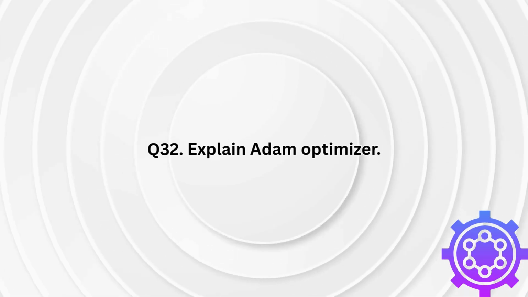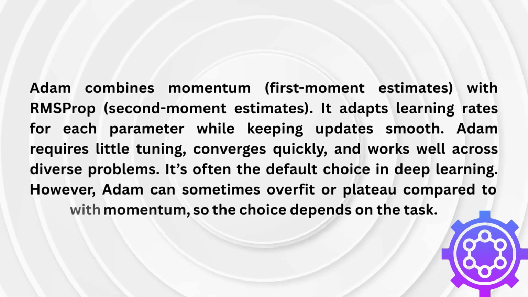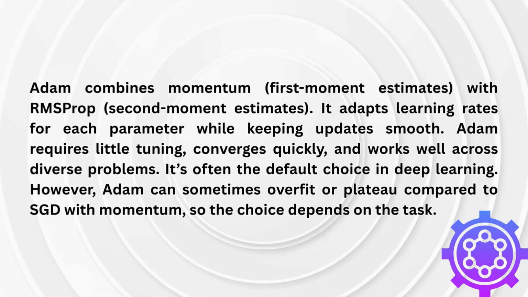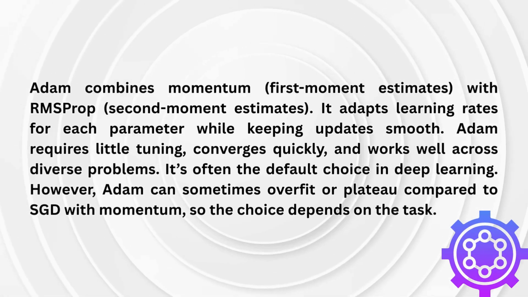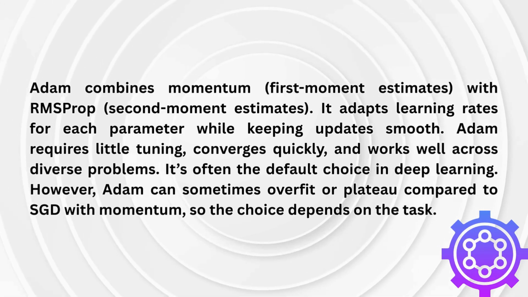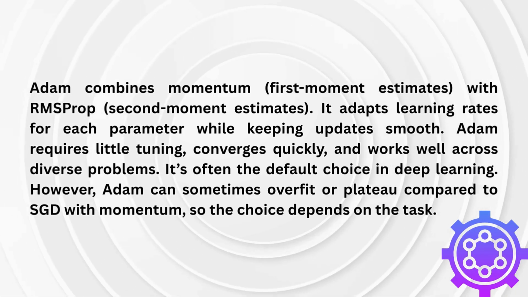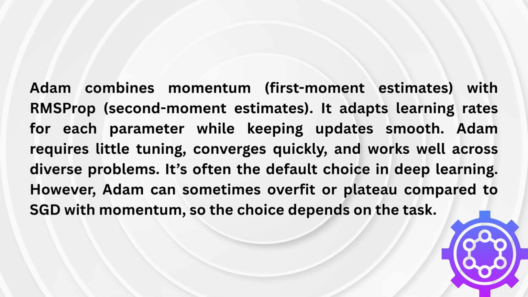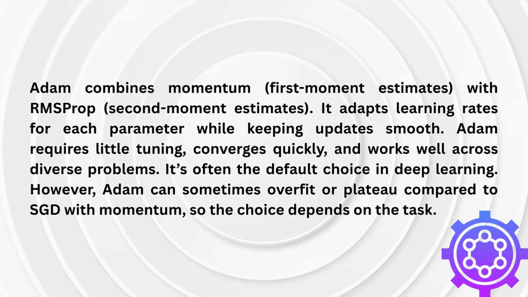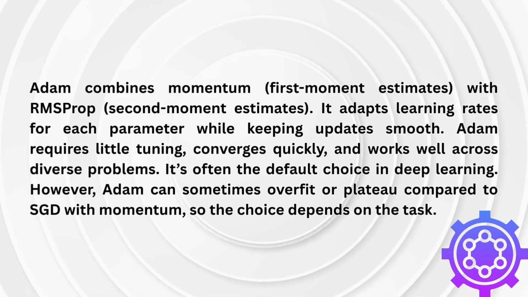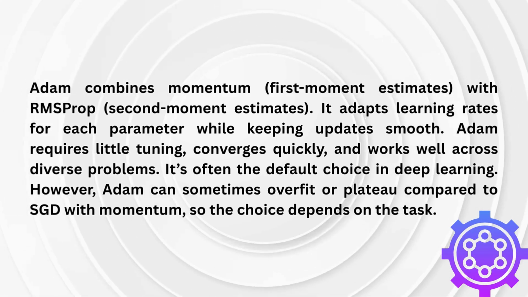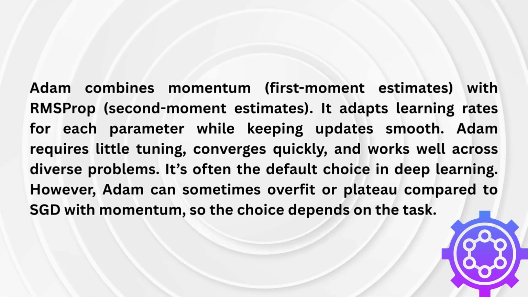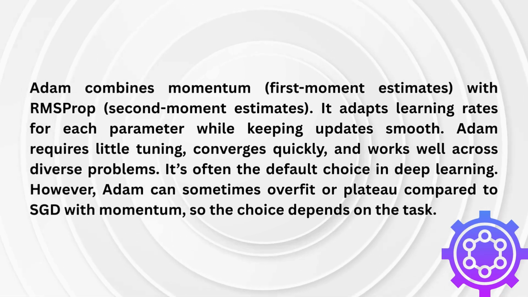Explain Adam optimizer. Adam combines momentum, first moment estimates, with RMSprop, second moment estimates. It adapts learning rates for each parameter while keeping updates smooth. Adam requires little tuning, converges quickly, and works well across diverse problems. It's often the default choice in deep learning. However, Adam can sometimes overfit or plateau compared to SGD with momentum, so the choice depends on the task.